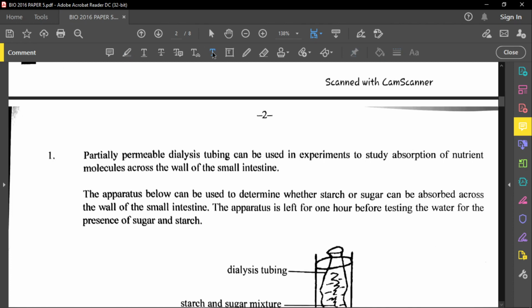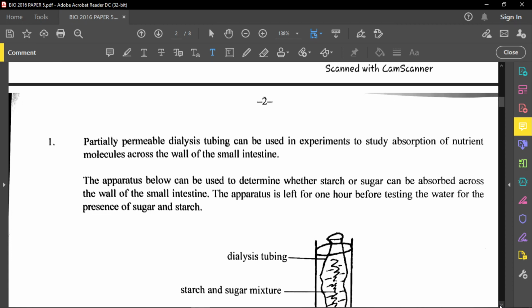And the first question reads that partially permeable dialysis tubing can be used in experiments to study absorption of nutrient molecules across the wall of the small intestine. Now, the apparatus below can be used to determine whether starch or sugar can be absorbed across the wall of the small intestine. The apparatus is left for 1 hour before testing the water for the presence of sugar and starch. And just to point out at this point, this paper also tries to test their 4 skills, which is your skill A, your skill B, your skill C, and your skill D. All right, so let's continue with this.